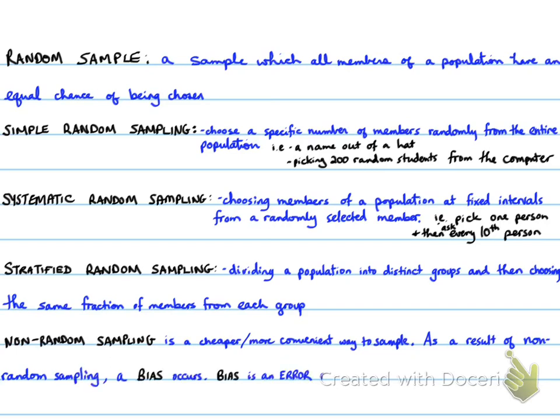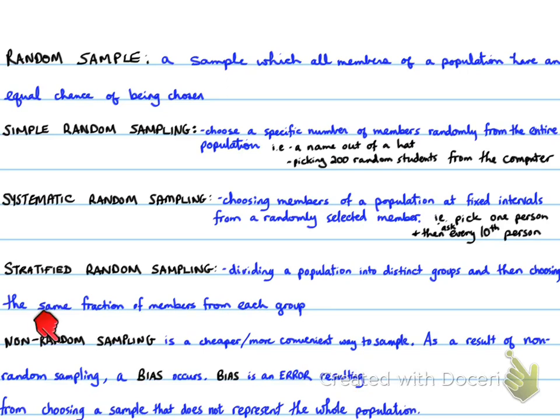Now bias is an error resulting from choosing a sample that does not represent the whole population. Now, this bias, folks, is very crucial. You have to limit the amount of bias in order to have accurately represented results.